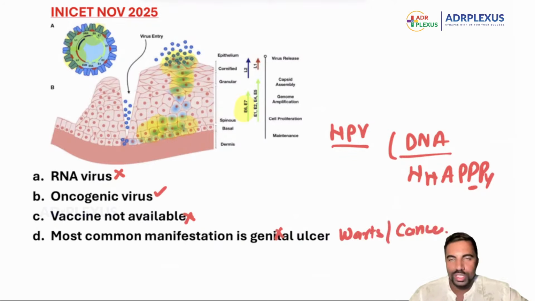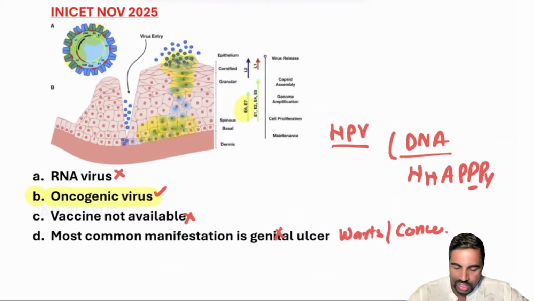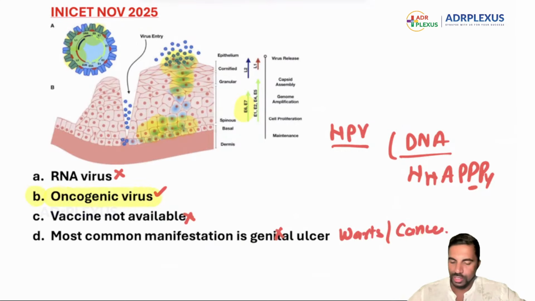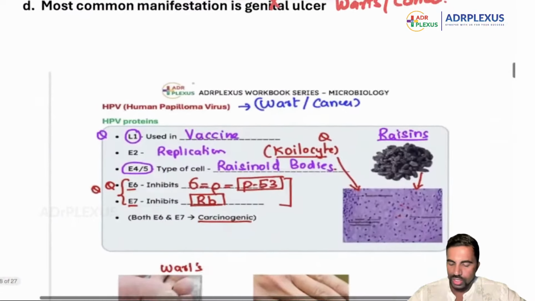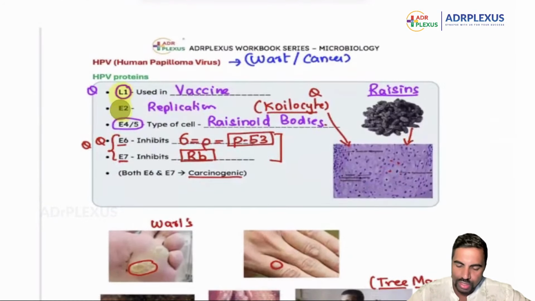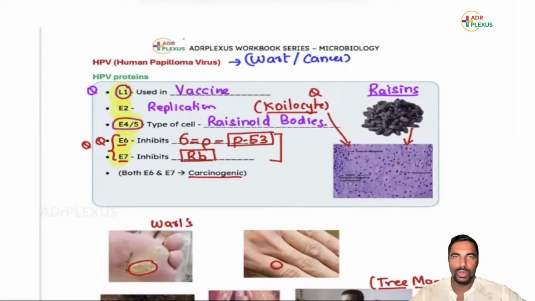Only one question will come, and this time they've asked like this. Whatever picture they've given, this oncogenic virus is an easy answer to choose. That's the correct answer. So here, what we have discussed, exactly all the things, all the proteins. The first part itself was proteins only, we told. That's very, very important.